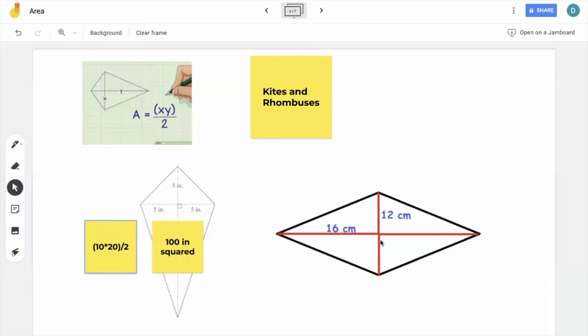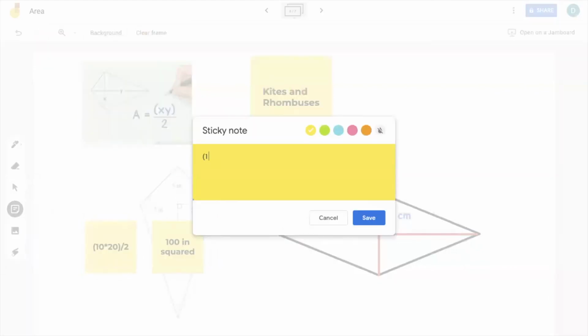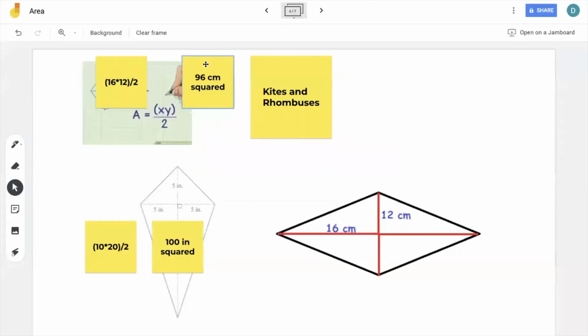And now we'll look at this rhombus here, and we're looking at a similar situation. So 16 times 12 over 2. That, let's see, 16 times 12 is 192. Then divide that by 2, we get 96. 96 centimeters squared. We can tell that based on the units they gave us.